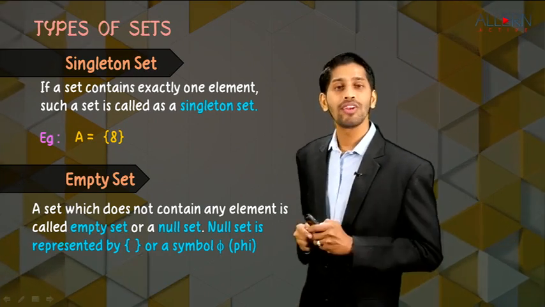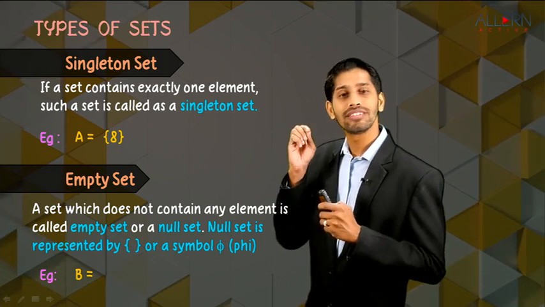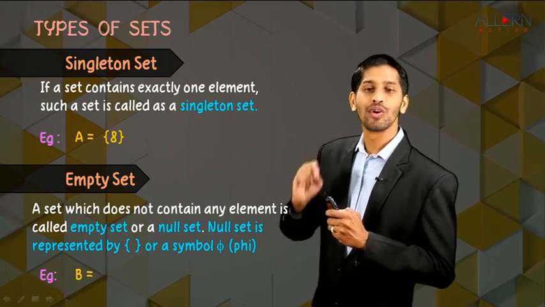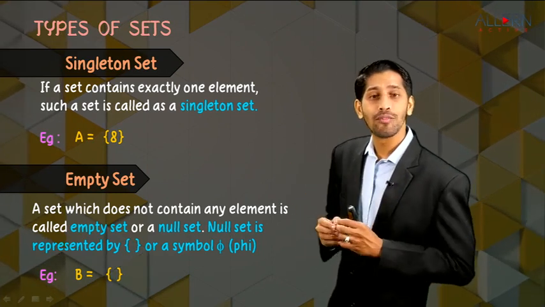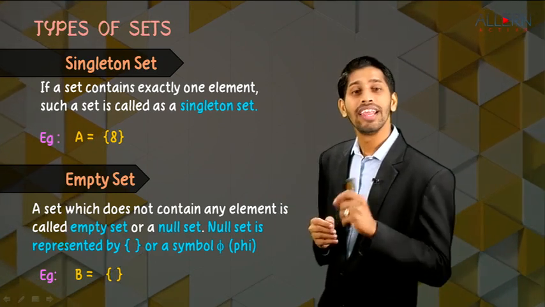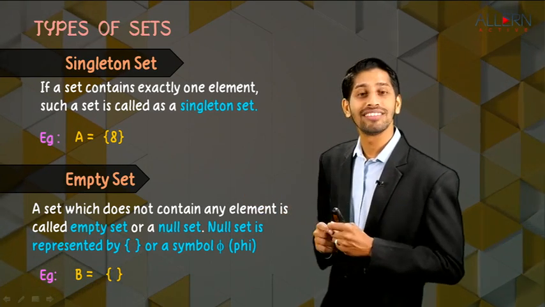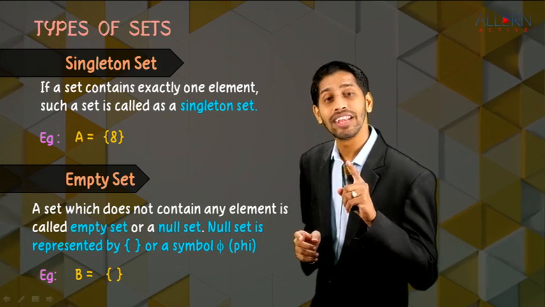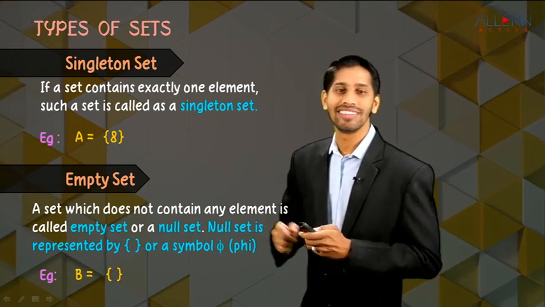So the example will be B is equal to, we'll just start curly bracket and we'll just close curly bracket. And one example could be, suppose the question is we have to write natural numbers less than 1. Now we know that there are no natural numbers which are less than 1. That means that statement will contain no element, therefore that statement is said to be an empty set, right?